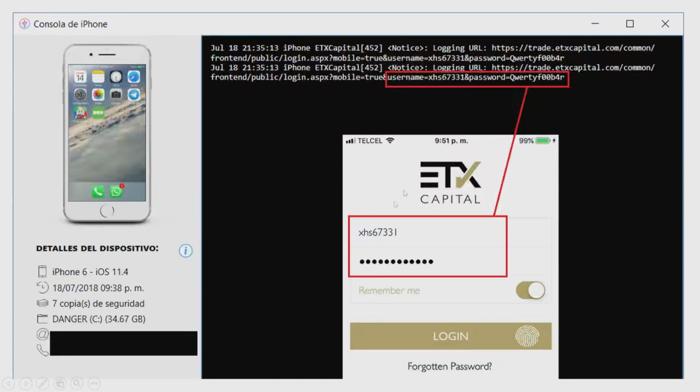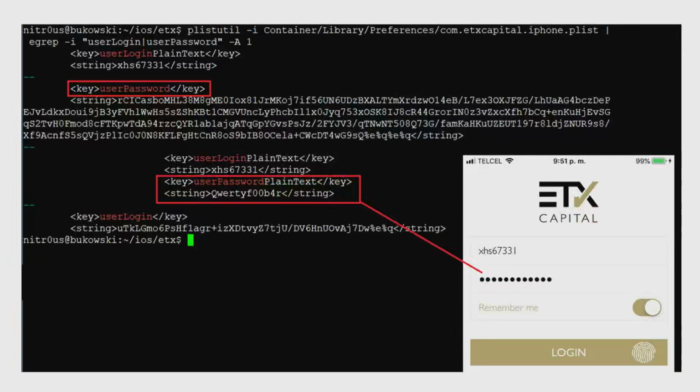Now, let's see. This is ETX Capital, username, password. This is the login console. We have two problems here. They are sending the password in the login console, and they are sending the password as a GET parameter. And as you know, sending sensitive information in GET is not a good practice, because this could be stored in browsers, in proxies, in load balancers, etc.